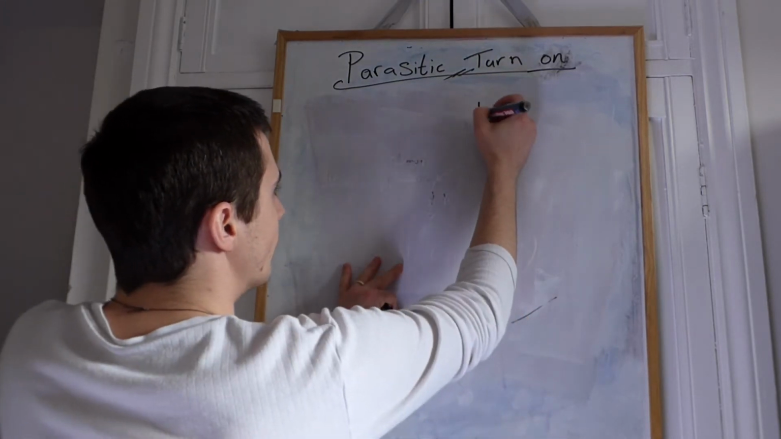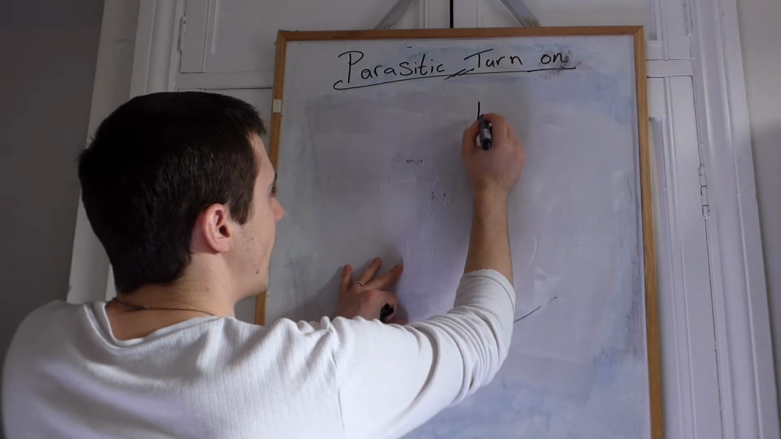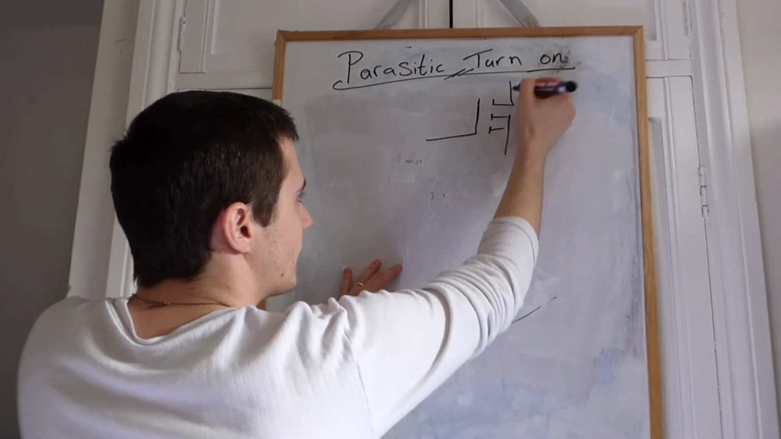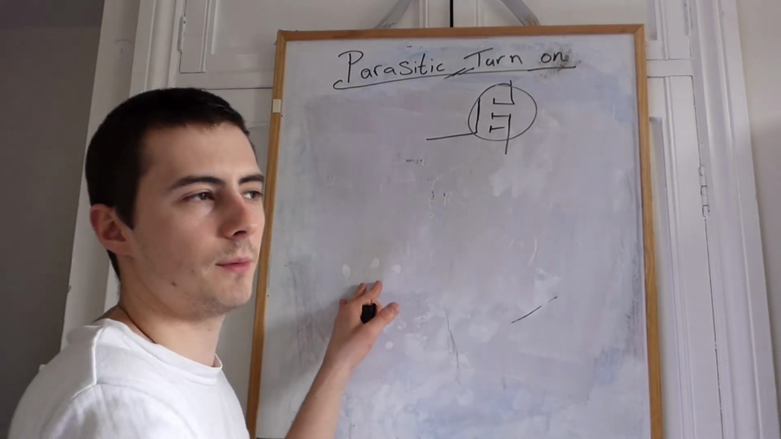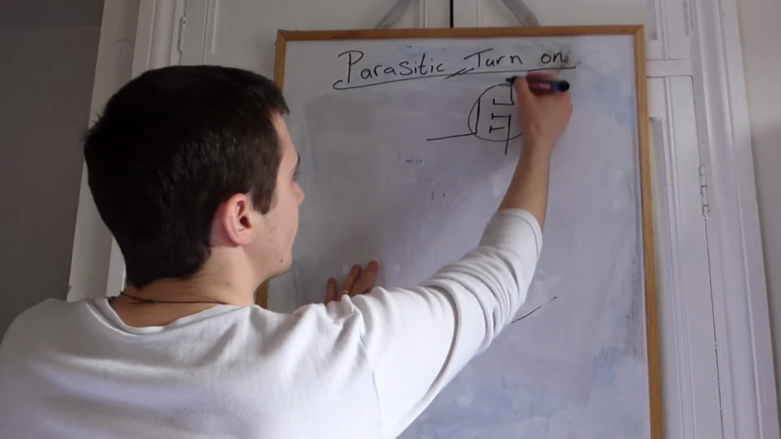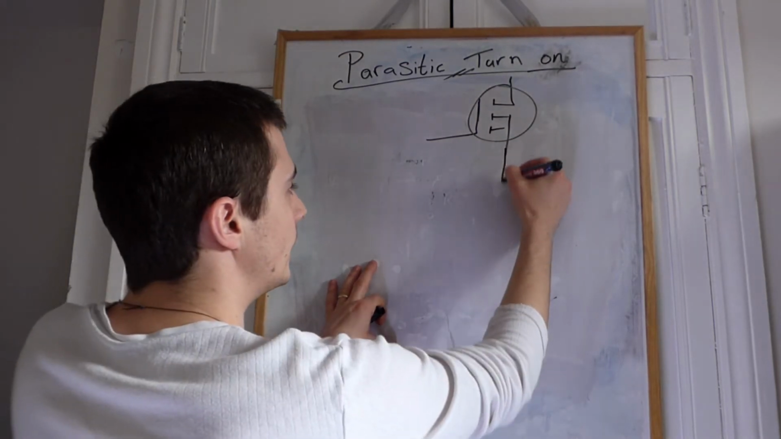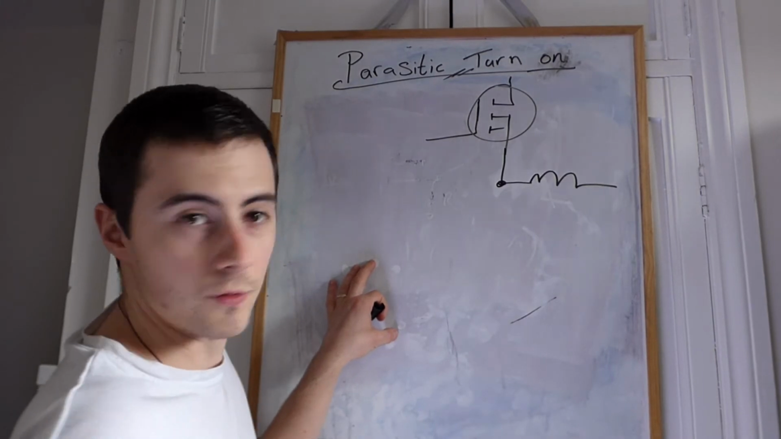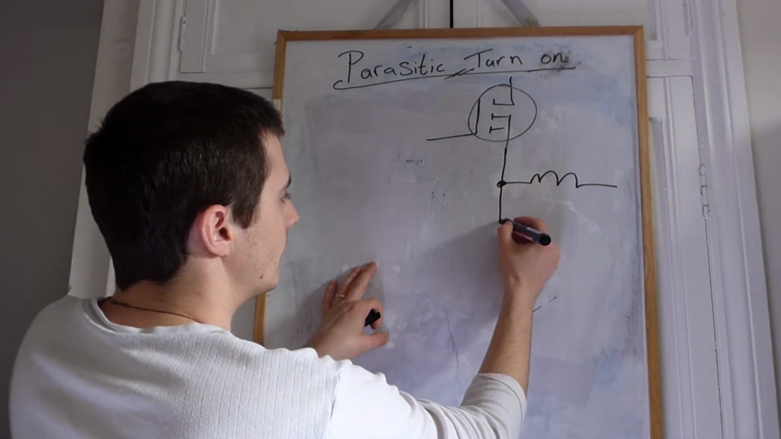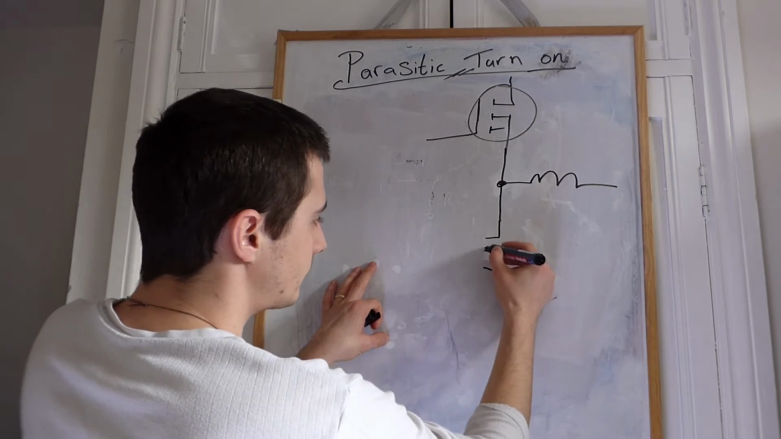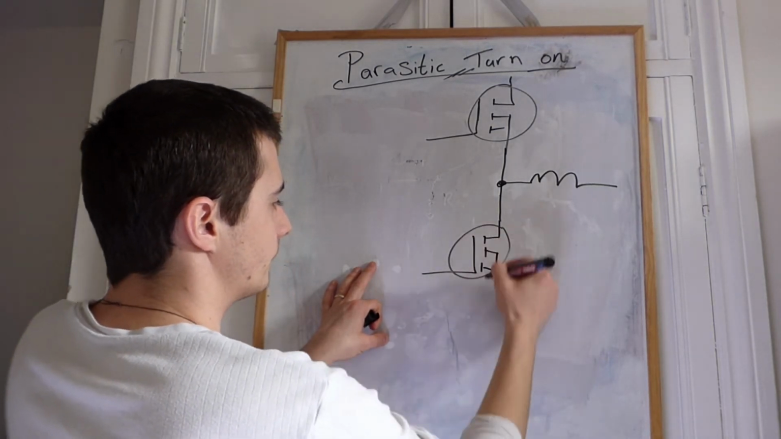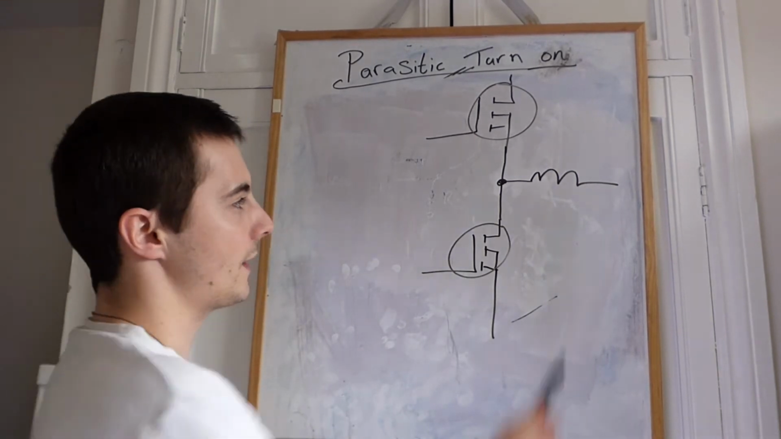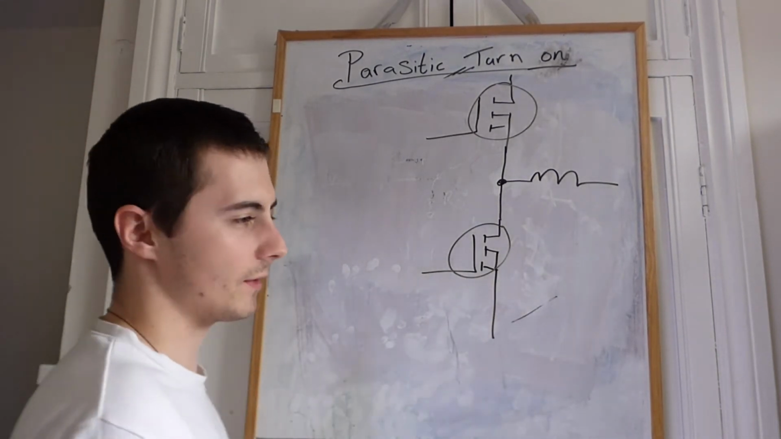So for those unfamiliar, that's usually a MOSFET or some other sort of switching source. It could be an IGBT, but in this case I'm going to use MOSFETs. So we have a high side MOSFET, we have some inductive load, like a motor or something like this, and then a low side FET. This could also be something like a magnet, it doesn't have to be a motor. With anything that is an inductive load, this kind of phenomenon occurs.